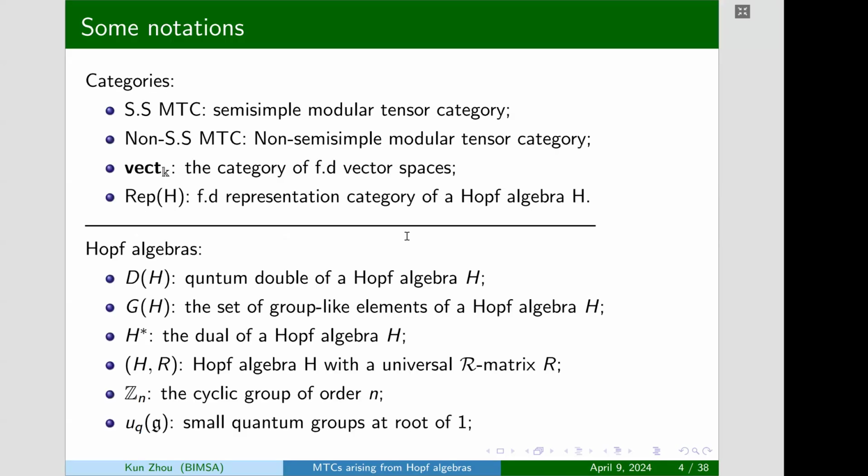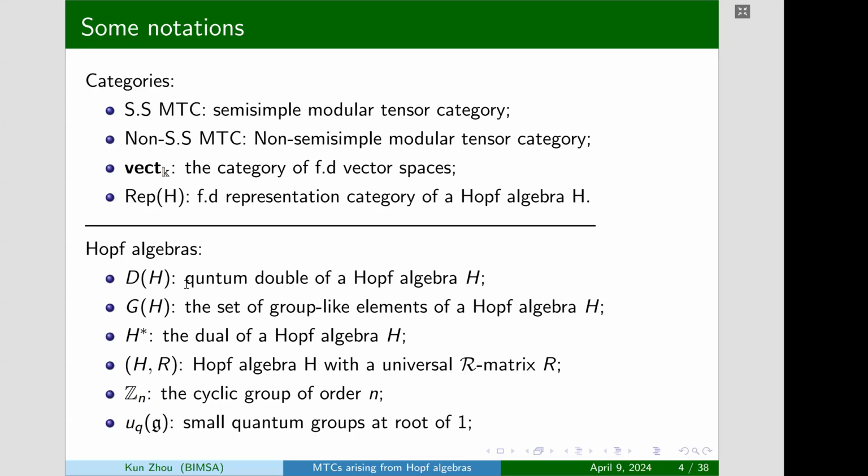Before that, we want to introduce some notations. Our semisimple modular tensor category will simply be denoted by this notation, and our non-semisimple modular tensor category will be denoted by this. Here, Vect_K means the category of finite dimensional vector spaces. Rep H means the finite dimensional representation category of a Hopf algebra H. In this talk, we only handle finite dimensional Hopf algebras, so we agree that the Hopf algebra H is always finite dimensional.